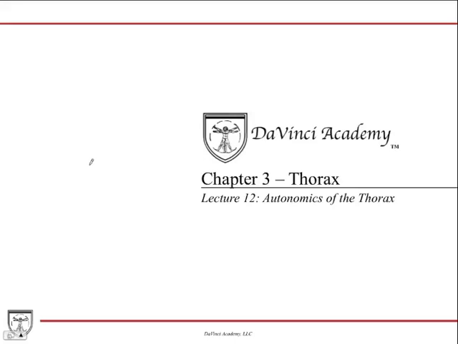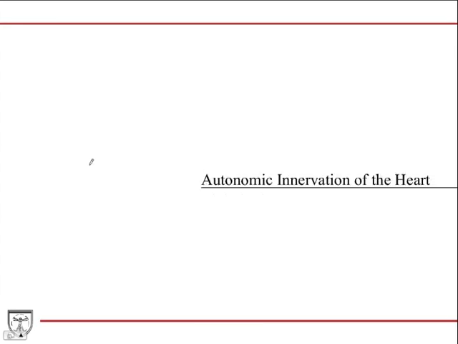All right, so in this lecture, we're going to talk about the anatomy and the function of the autonomic innervation of the organs in the thorax. So first, we're just going to go down the line of each organ. First, we'll start with autonomic innervation of the heart.